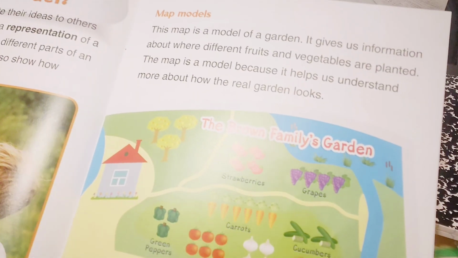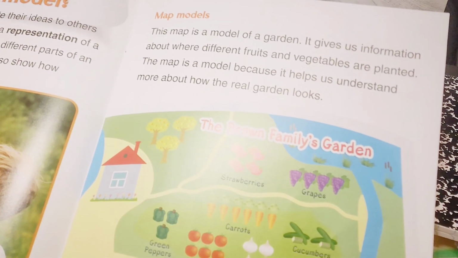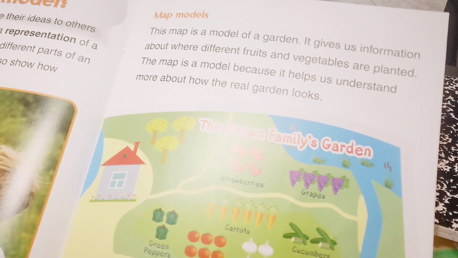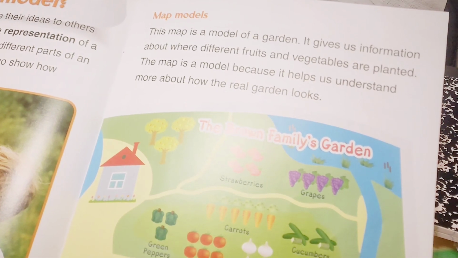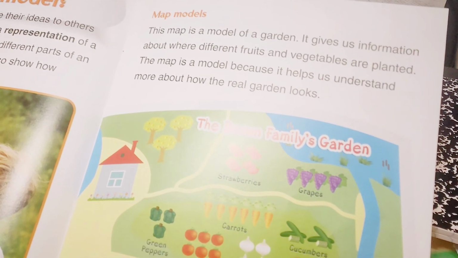Map models. This map is a model of a garden. It gives us information about where different fruits and vegetables are planted. The map is a model because it helps us understand more about how the real garden looks.